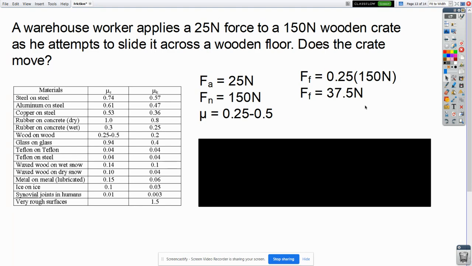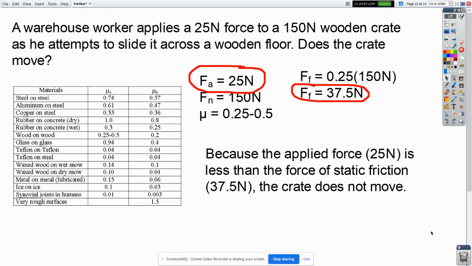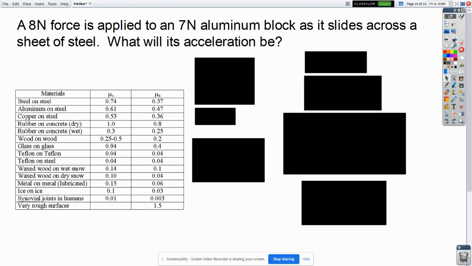The applied force is only 25 newtons. 25 newton applied force, 37.5 newton force of friction. That crate's not moving. That crate's not moving because the applied force is less than the force of friction acting on the object. It's kind of an analytical problem, trying to make a prediction about what's going to happen to this warehouse worker, and it's great.